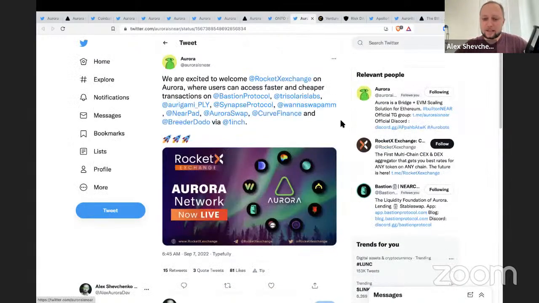RocketX, the cross-chain DEX and CEX aggregator, is now working on Aurora. So for everyone who is using RocketX, now they are able to use the assets or make use of the liquidity located on the DEXs on the Aurora blockchain. So welcome to the Aurora family.